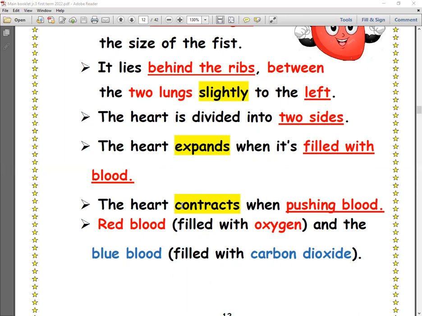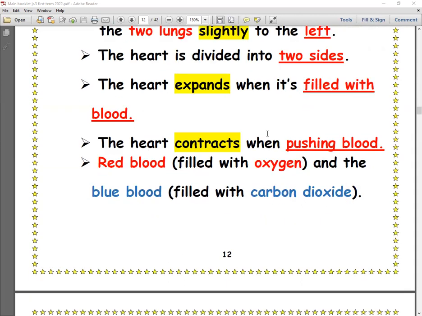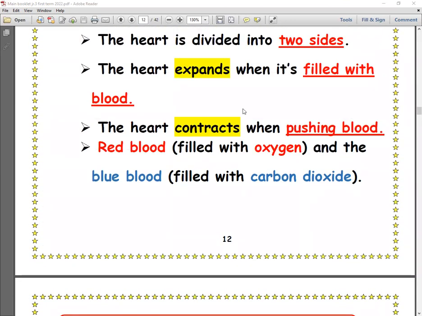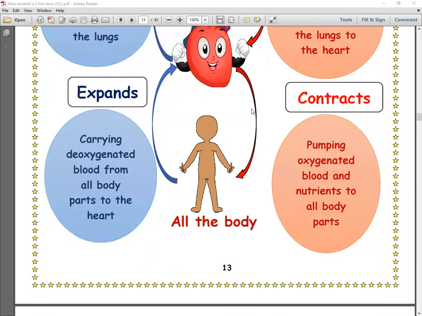The blood with carbon dioxide is called deoxygenated blood. And this is blue blood. So we have two bloods, red blood and blue blood. The red blood is blood with oxygen and is called oxygenated blood. And the blue blood, the blood with carbon dioxide, is called deoxygenated blood.